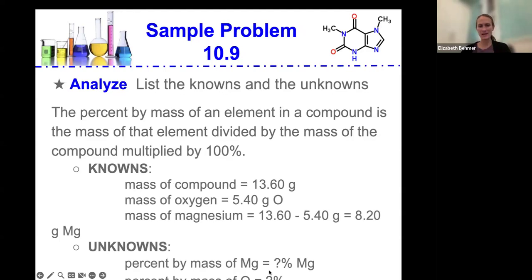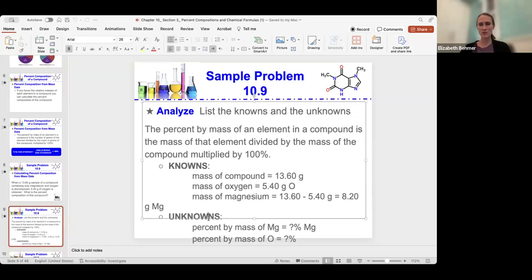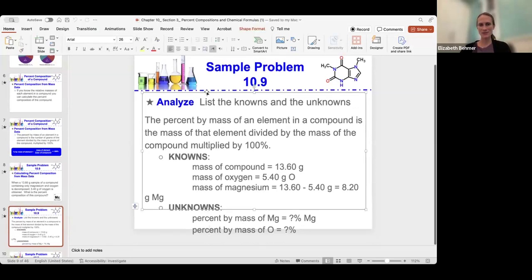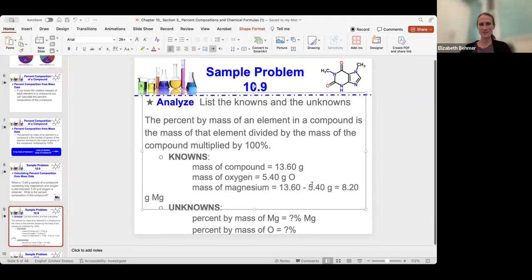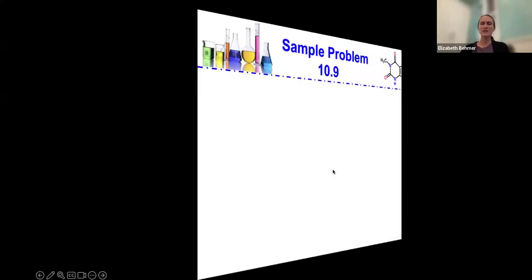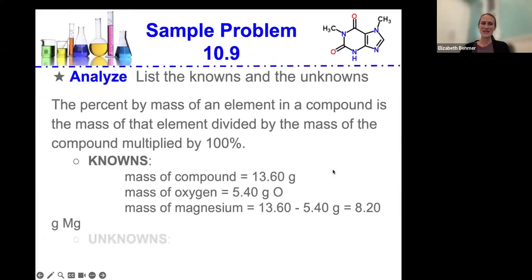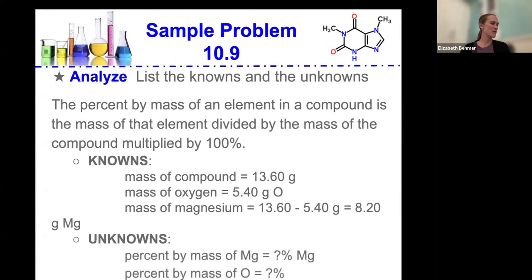And let me see, it's kind of cut off there. Let me just move this up a little bit so we can see it a little better. Perfect. So the unknowns: we want to find the percent by mass of magnesium and the percent by mass of oxygen.